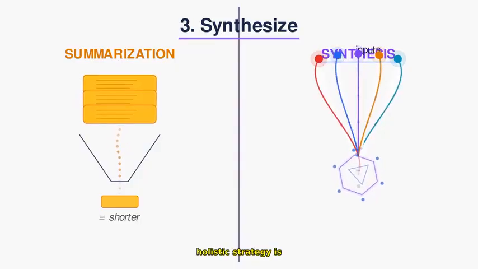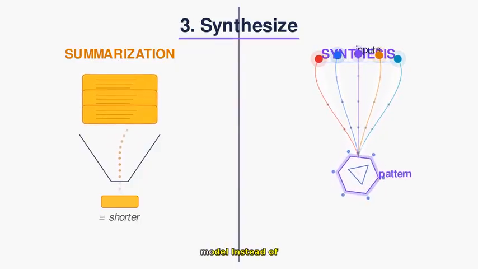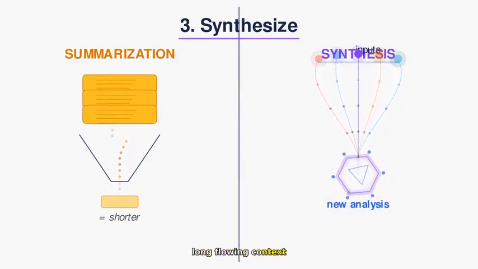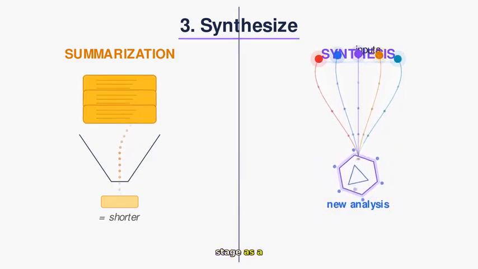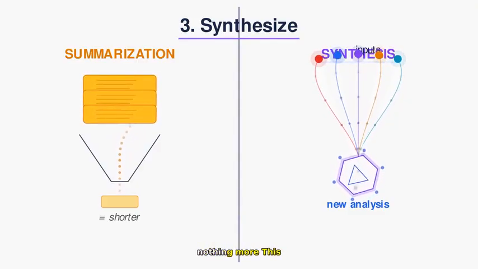The fifth, most holistic strategy is what practitioners call the scratchpad model. Instead of treating the pipeline as a single, long, flowing context, you treat each stage as a fresh agent working from a clean brief. Each stage receives only a structured input prepared specifically for it. Origin context plus filtered output from the previous stage, nothing more.